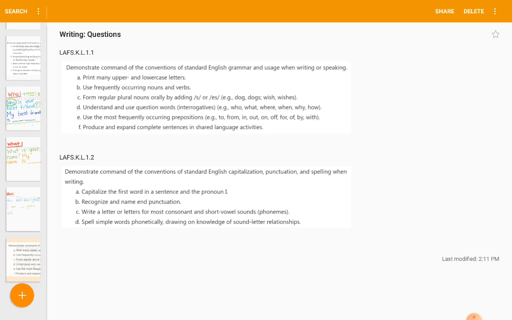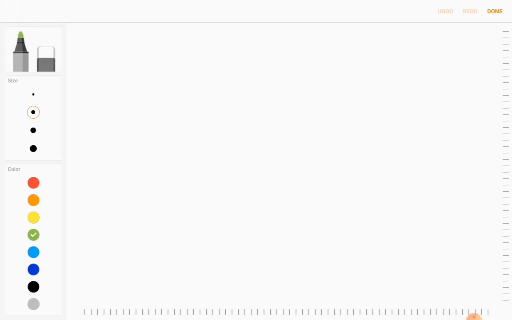We're covering standard 1.1. We are printing uppercase and lowercase letters. We are also understanding and using question words. Our question word for today is when. We are also covering language standard 1.2. We are capitalizing the first word in a sentence and the pronoun I. We will also recognize and name end punctuation. Our question word for today is when.